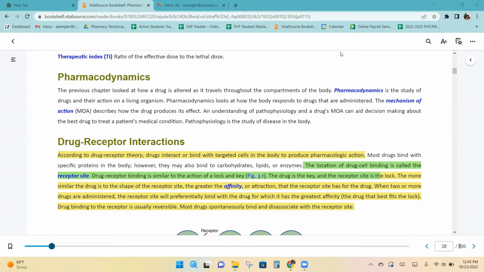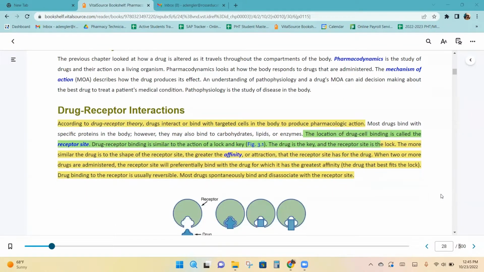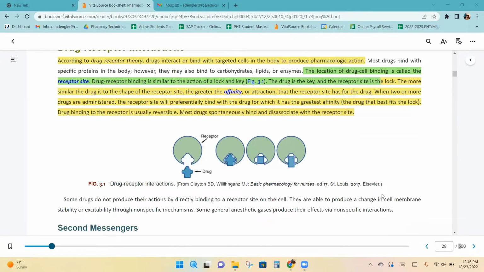The more similar the drug is to the shape of the receptor site, the greater the affinity or attraction that the receptor site has for the drug. When two or more drugs are administered, the receptor site will bind with the drug for which it has the greatest affinity, the drug that best fits the lock. Drug binding to the receptor is usually reversible. Most drugs spontaneously bind and dissociate with the receptor site.